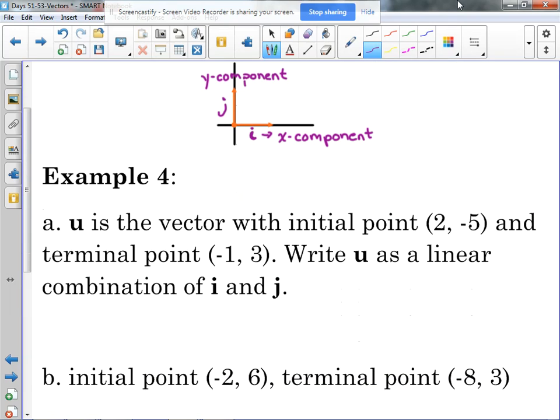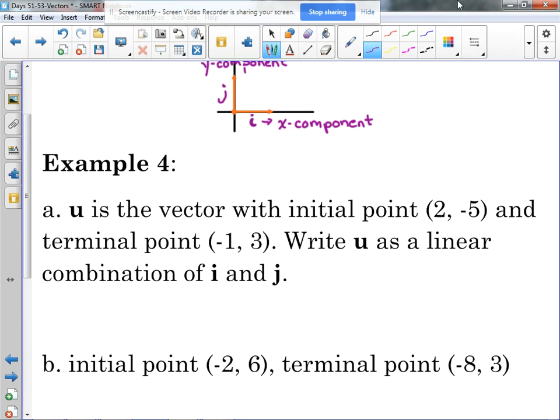All right, so let's look at an example here. u is the vector with the initial point 2, -5 and terminal point -1, 3. Write u as a linear combination of i and j. So we need to find the components of u first. We need to do terminal minus initial, so -1 minus 2, 3 minus -5. Simplify that out, so that's -3 and +8. That is u in component form.